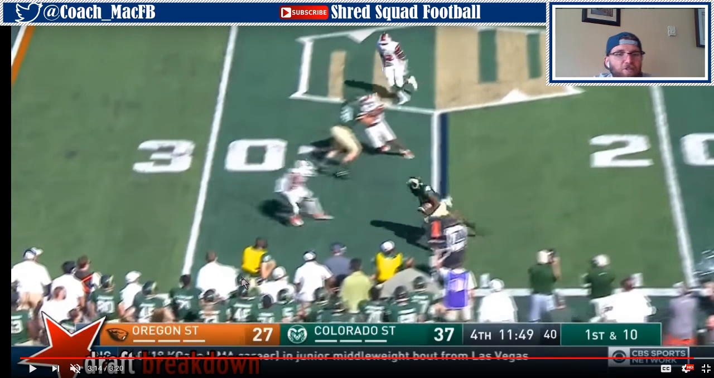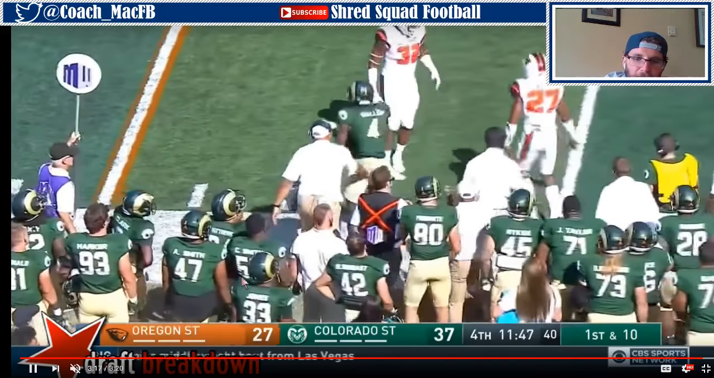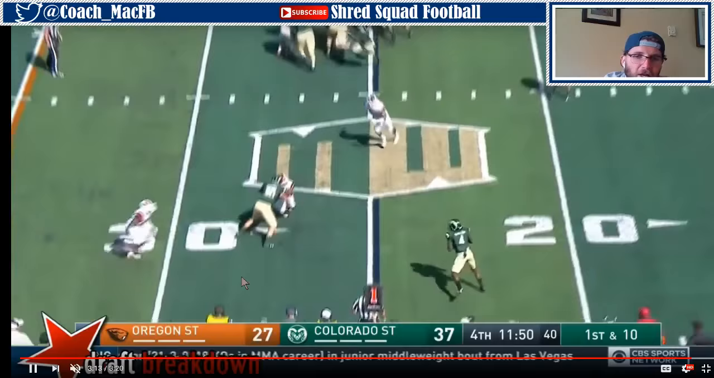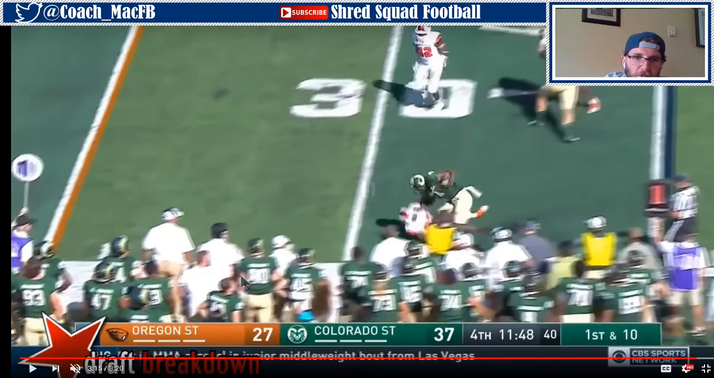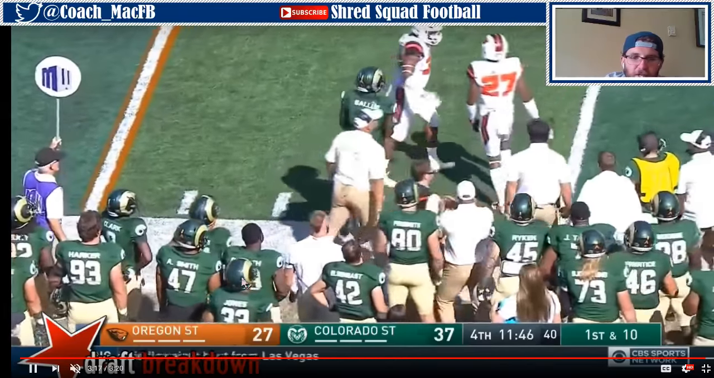So again, here's your 1v1. You see that his outside shoulder is opened up. So you just fight through that outside shoulder. Bang. You see that? And again, it's not a hard collision. That's not a hard collision. He ends up getting 5 or 6 extra yards out of it.